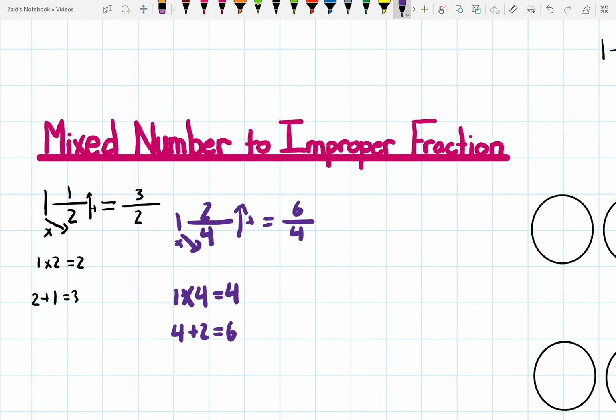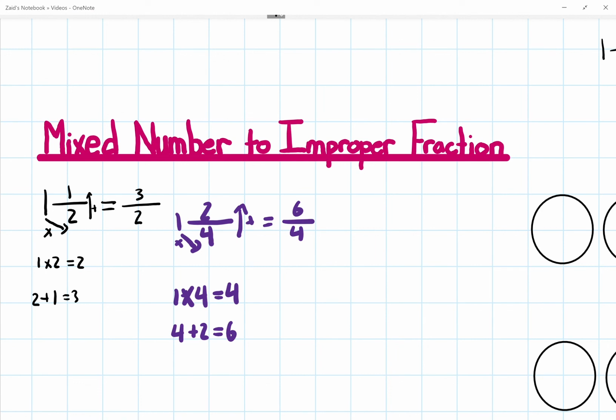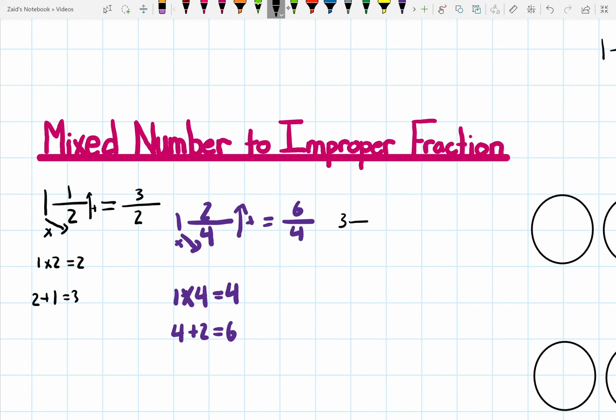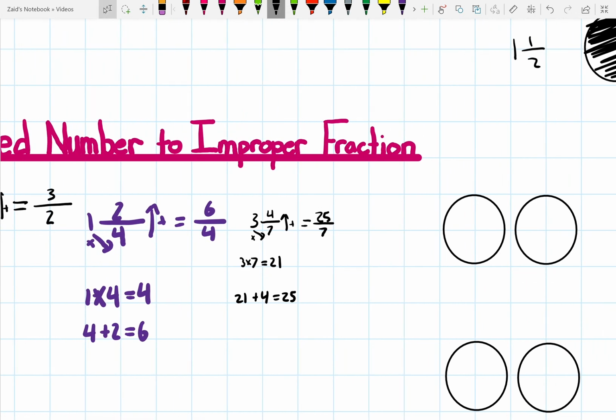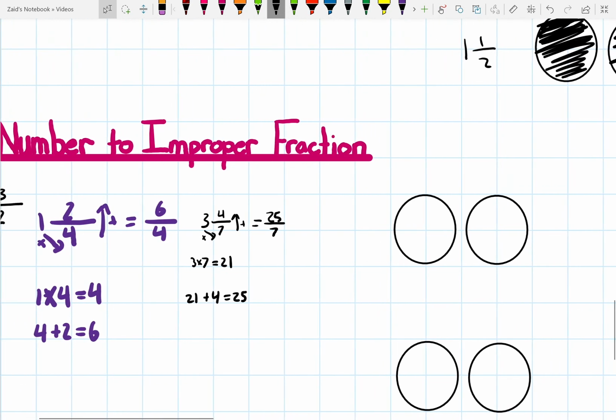Now let's do one more example. Let's say we have 3 wholes and 4/7. So we would multiply 3 with 7. So 3 times 7 is 21. And then we would add 4. So 21 plus 4 gives me 25. So our new improper fraction would be 25/7.